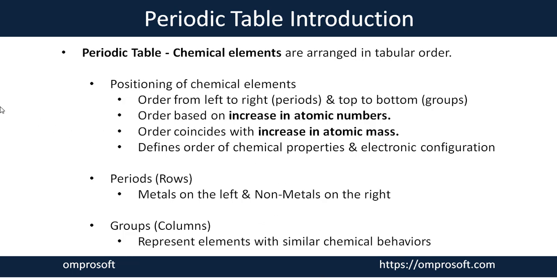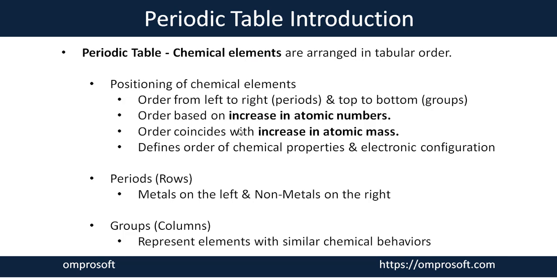It means we'll be moving left to right in the way of a row. This is considered as the periods of the periodic table. And while we are moving top to bottom, in the way of a column, this top-to-bottom arrangement is considered as groups.